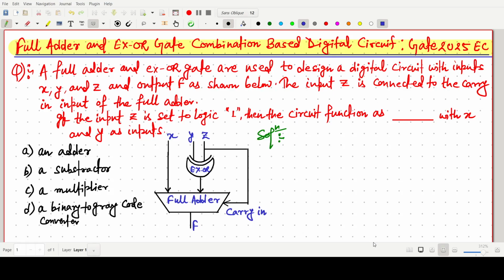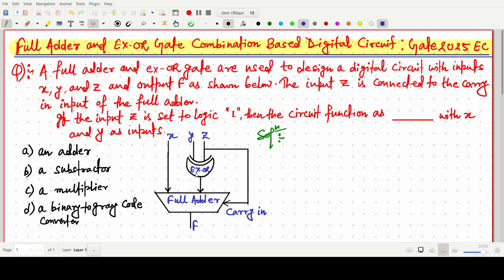Welcome everyone. In this video lecture, we will solve a GATE 2025 EC question, which is a combination of full adder and XOR gate based digital circuit. The question is: a full adder and an XOR gate are used to design a digital circuit with inputs X, Y, and Z.